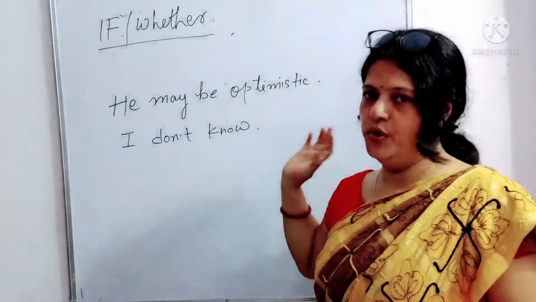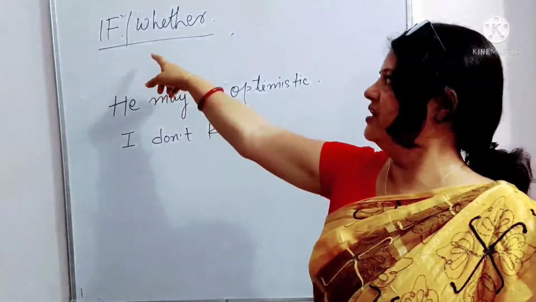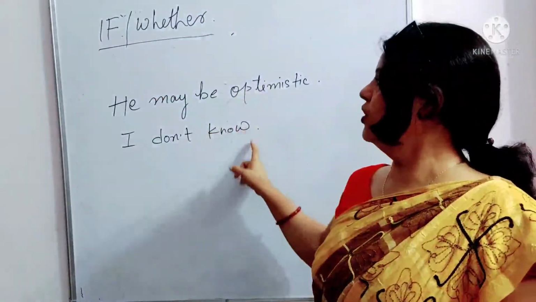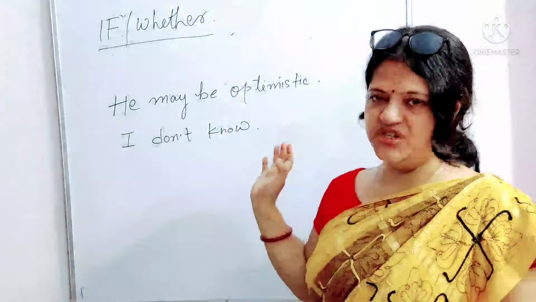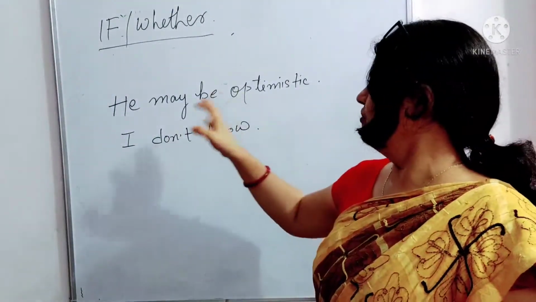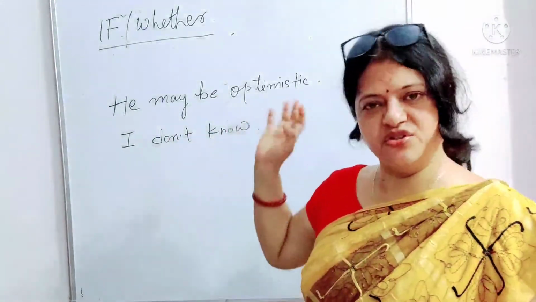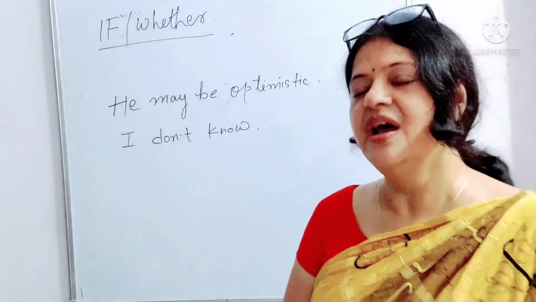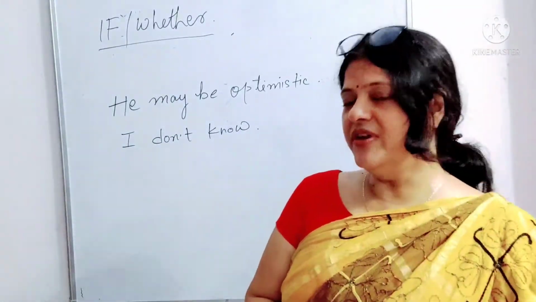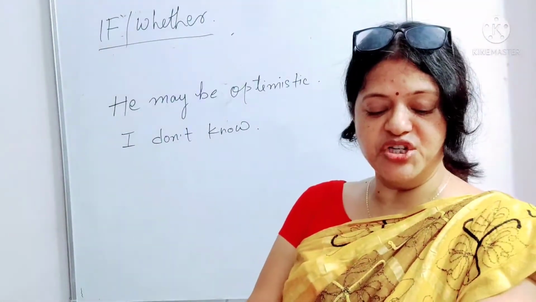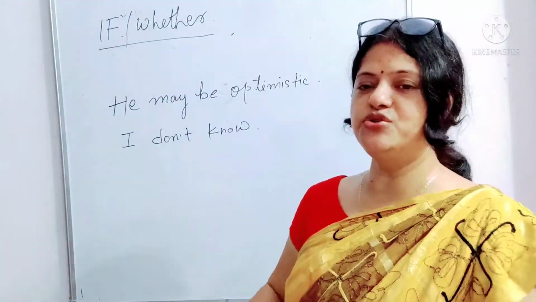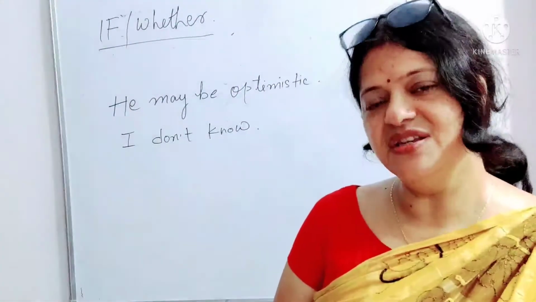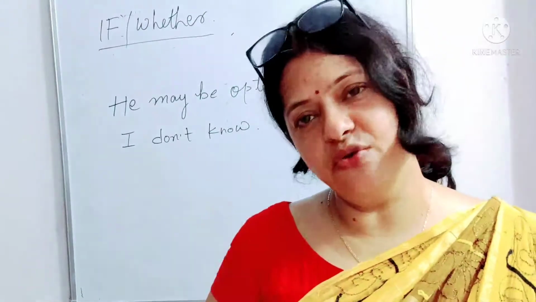So I don't know, then you have taken if or whether. I don't know if he may be optimistic. Okay, so I don't know whether he may be optimistic. So we have added these two sentences. Now let's see how we can use conjunctions in a noun clause to add two or more than two simple sentences to make one simple sentence by using a noun clause.